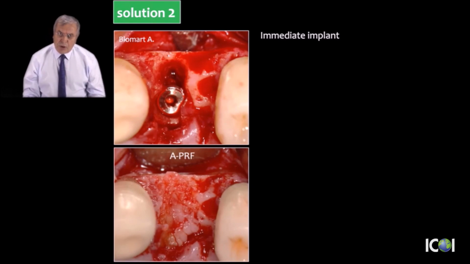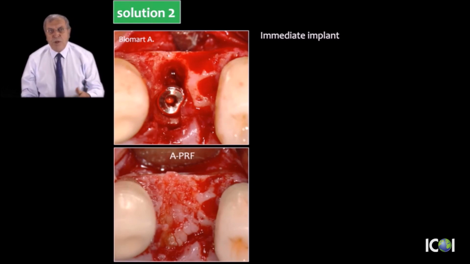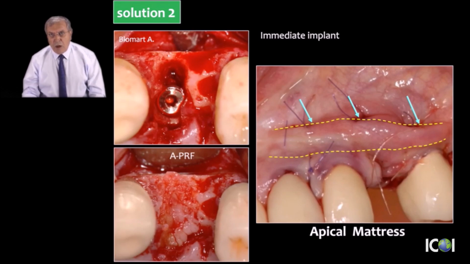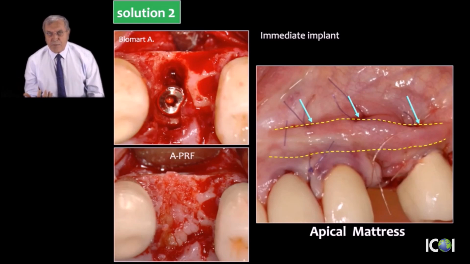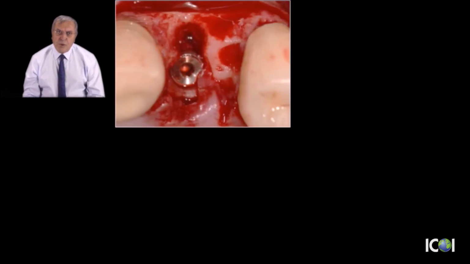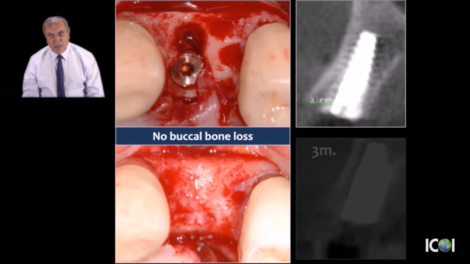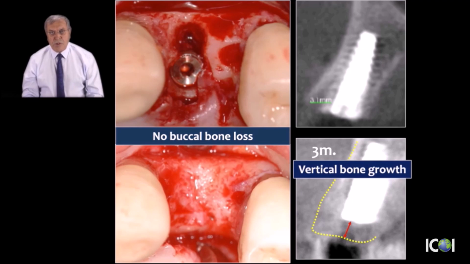Implant after extraction, it doesn't matter what we put into the socket. The most important is how to stabilize and to fix the buccal flap. And we will see, in this case, the gum is made by the coronal advancement of the flap by the apical mattress. And if you save the bone from the pressure, what will happen? At 3 months, you have no buccal bone loss. You can see in the CT that we made a 3 millimeters vertical bone augmentation without any bone graft.